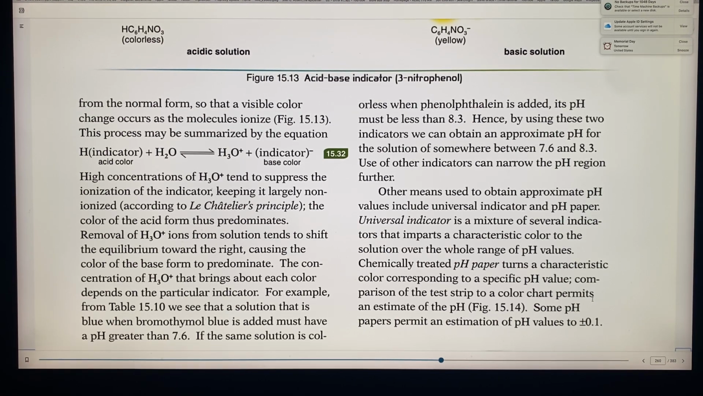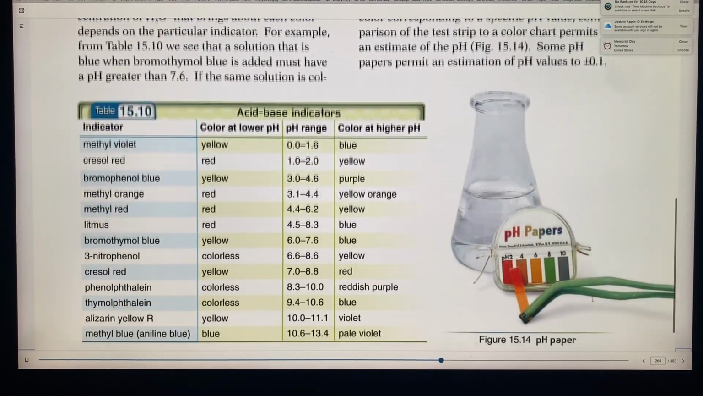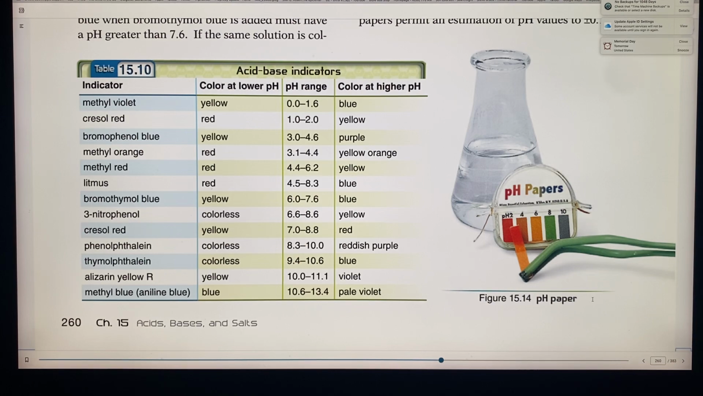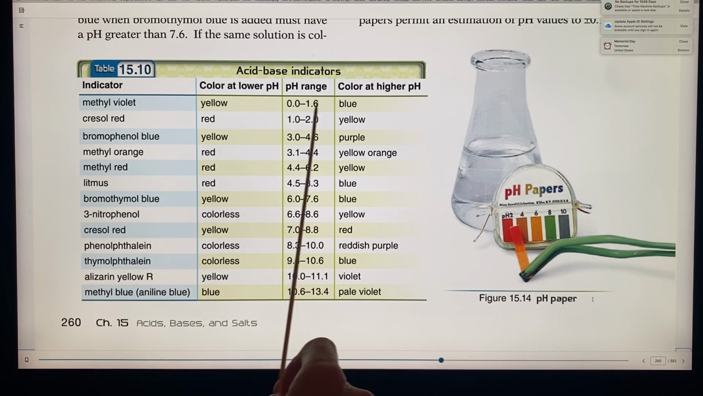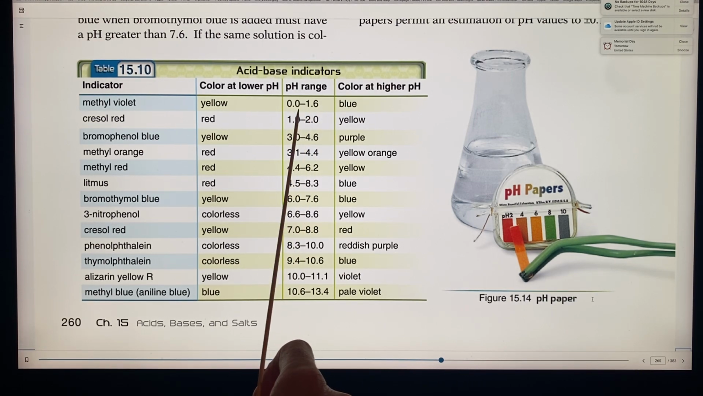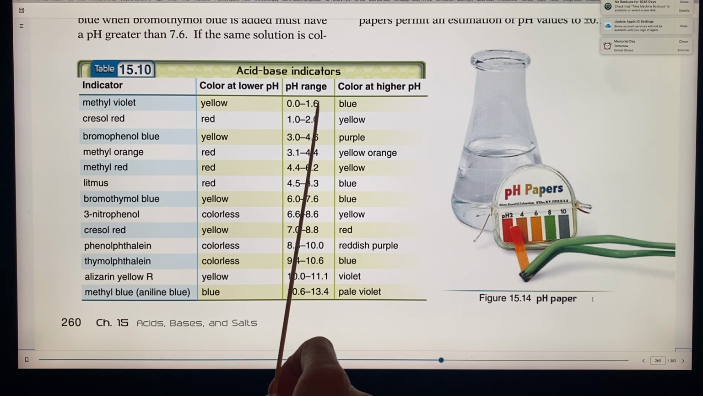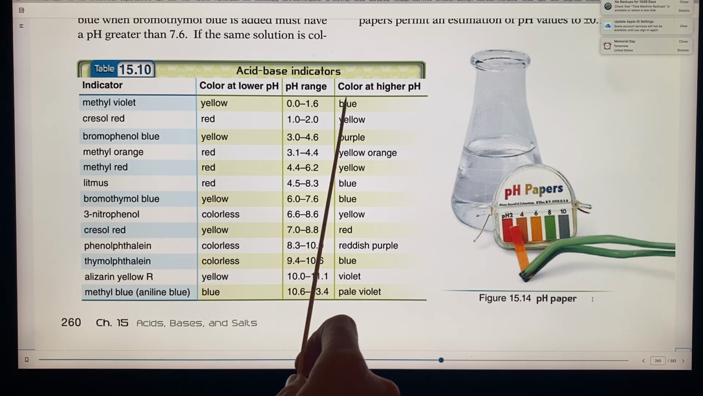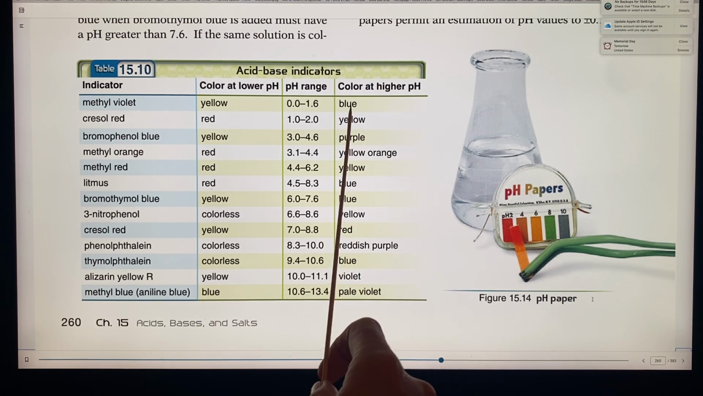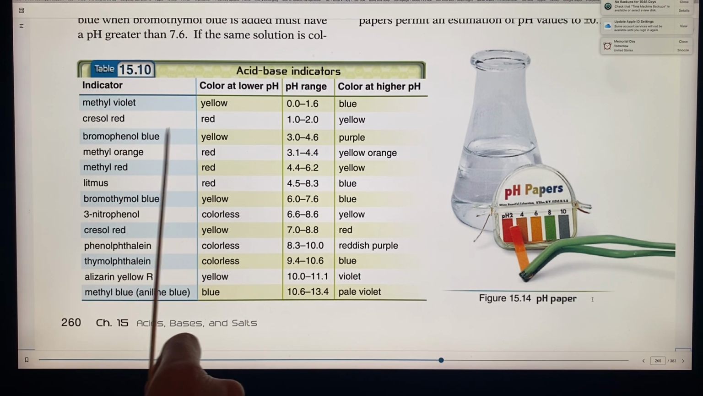So chemically treated pH paper turns a characteristic color at a specific pH value. And you could put it in as test strips. They use these test strips to find out if something's acid all the time. So let's look at some of these indicators here. So if you look here, this is the color. This is the pH range that it's measuring. And if it's lower than this range, or at this range, the color's going to be yellow. At the higher pH, it's going to turn blue. So the same, crystal red, all of these.